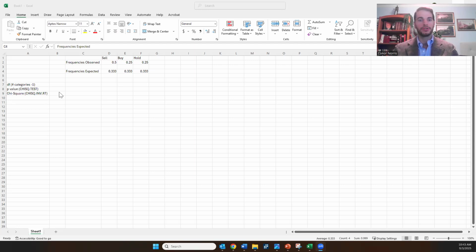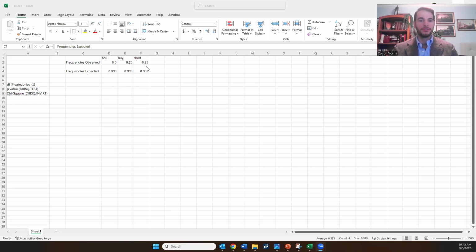And we have what we would expect in the population, what we expected, and then what we actually observed for each category. So we expect a third in each category, 0.33 for each of them. But what we see in the actual data in this example is 0.5 that actually sells, a quarter that buys, and a quarter that holds.